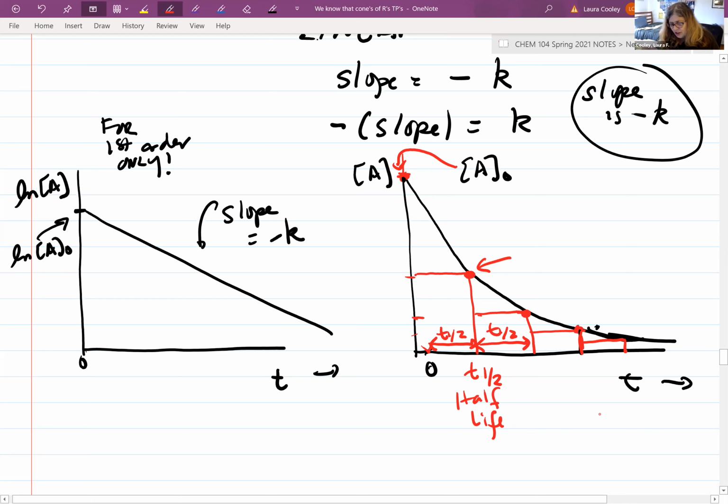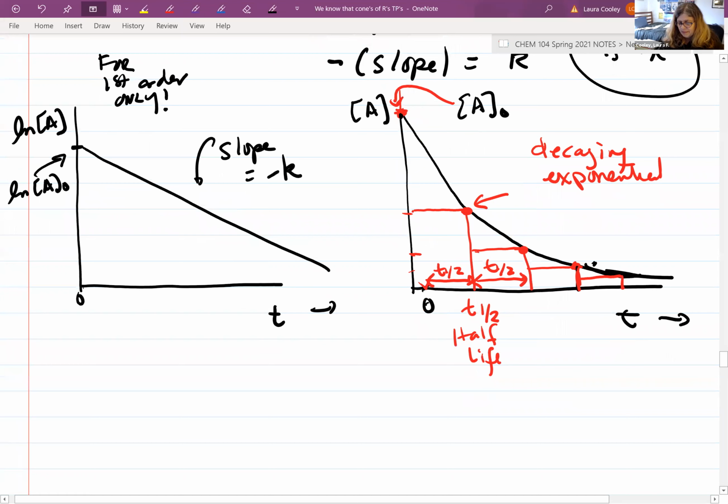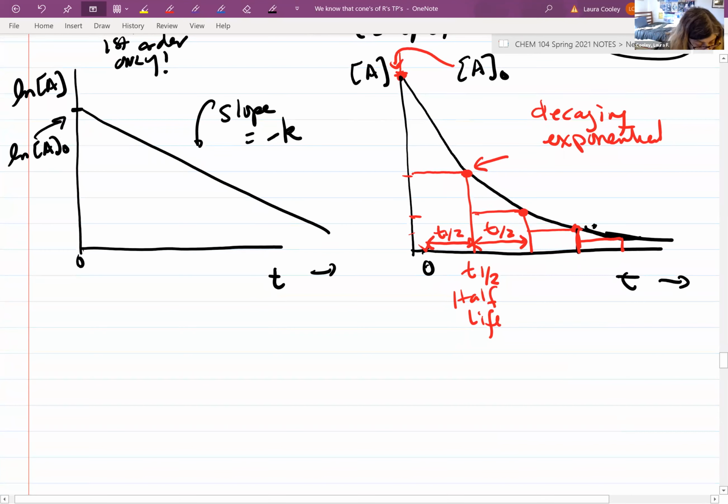So the curve has a certain shape. It's called a decaying exponential. And every half-life, whatever that number of seconds is, it's always the same time for it to go down by half again for a first order reaction. This is a property of first order reactions.